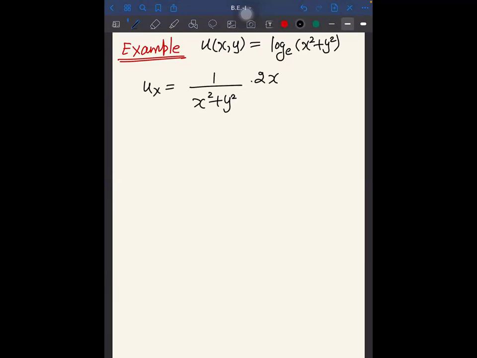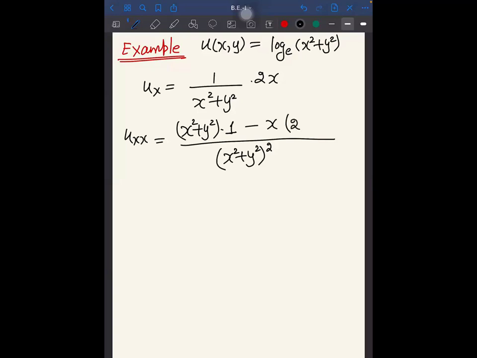Is that right? Yes, sir. Do you understand? And what is uxx? Now it will be a bit difficult. X square plus y square whole square. X square plus y square as such. Derivative of x would be 1, minus x as such. Derivative of x square plus y square, that is 2x. Right? Since we are doing it partially. You're with me?